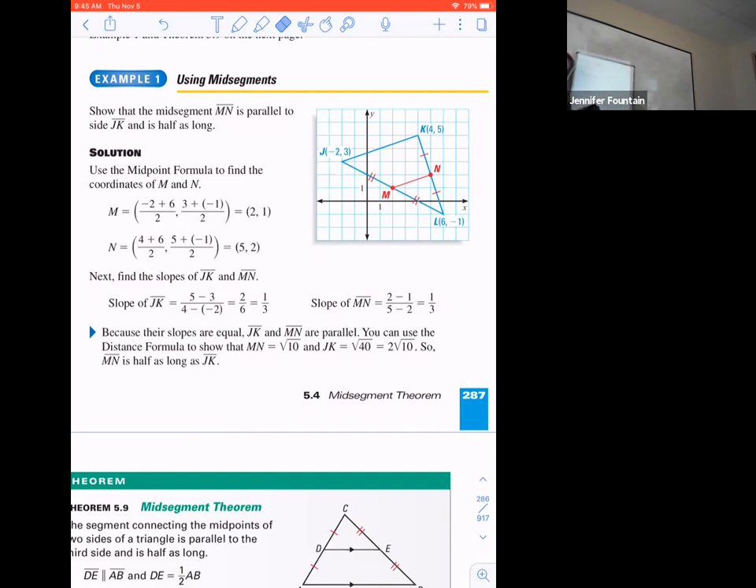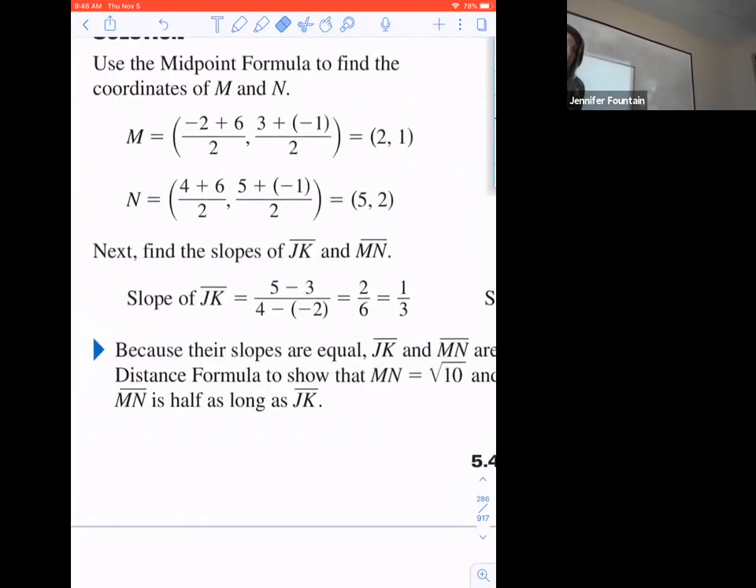Now it says next, find the slopes of JK and MN. Slope formula. Slope is equal to what over what? Rise over run. So it's my vertical change over my horizontal change. And remember, when I'm dealing with slopes, that's where I have y2 minus y1 over x2 minus x1. Okay, so again, these are formulas that you need to know. Notice they didn't even give you the basic formula. They just plugged in values. They were expecting you to know this by now.